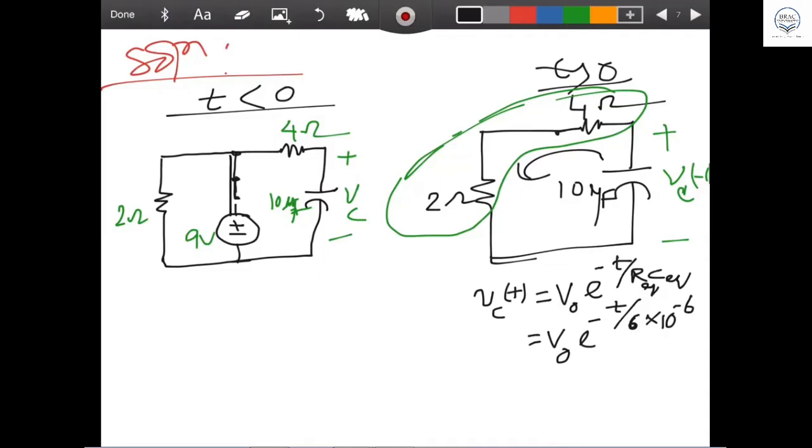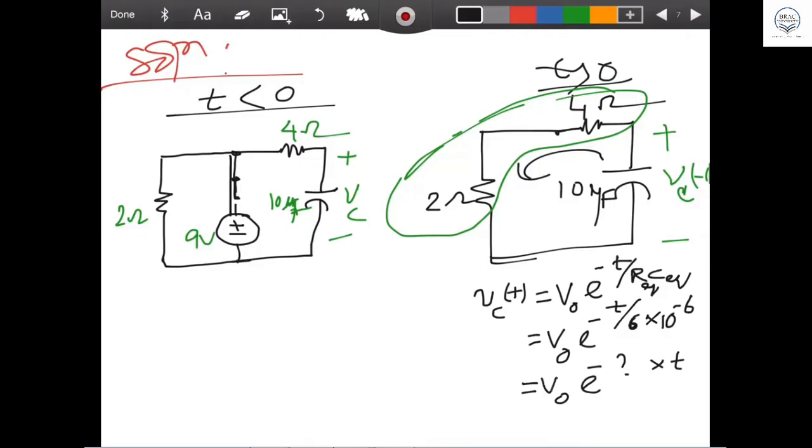Now, this is the V naught you are going to get here, e to the power minus. Can you tell me, 1 by 6 into 10 to the power minus 6, what are you ultimately getting? 10 to the power minus 5? No, I'm talking about something into t that I'm writing. What will this be?